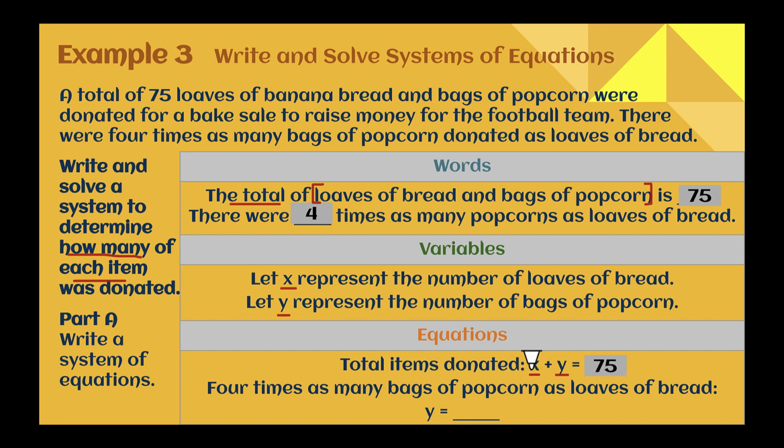So X is how many loaves of bread there were. Y is how many bags of popcorn. Added together, there were 75 of them. We also know that there were 4 times as many bags of popcorn. So here's your bags of popcorn. We would get that number by taking the loaves of bread, which is X, and multiplying it by 4. So we could say Y equals 4X, or P equals 4B.